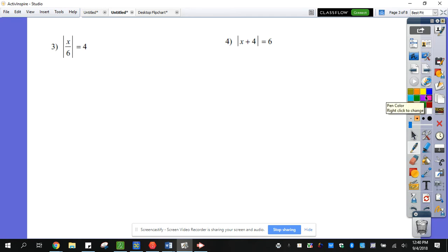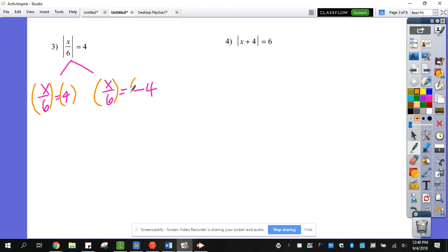Here, again, the absolute value is isolated, split them into 2. X over 6 is equal to 4. X over 6 is equal to negative 4. Basic solving of equation, you multiply each side by 6. This eliminates the 6, that's why you would like to multiply them all by 6.